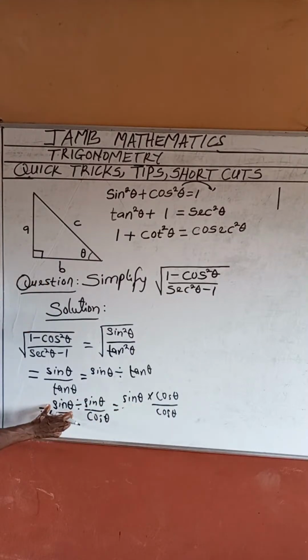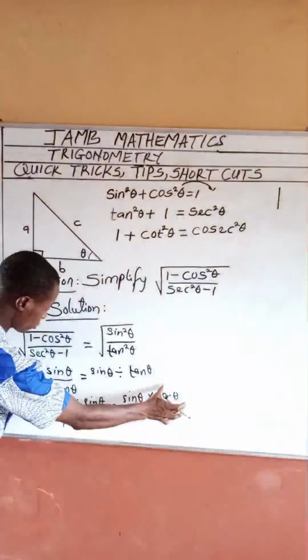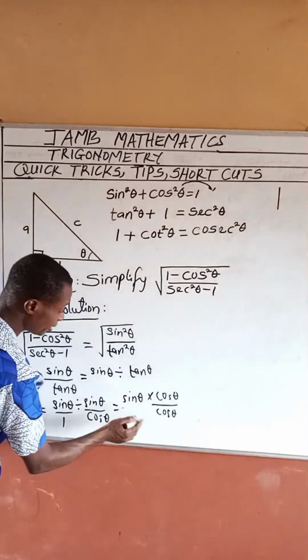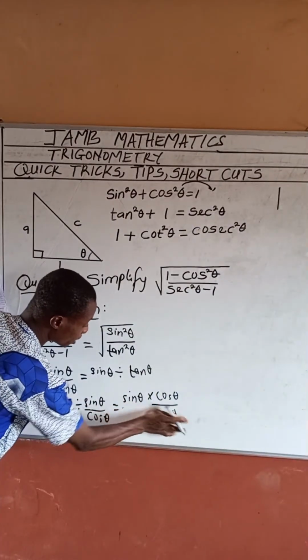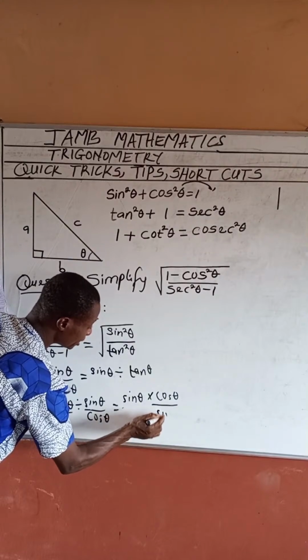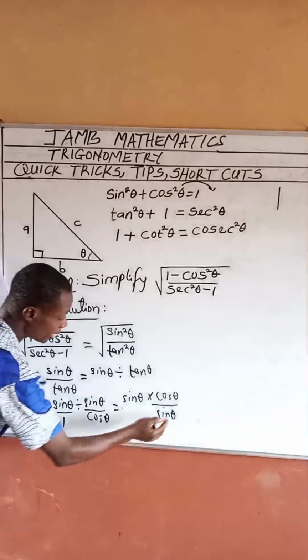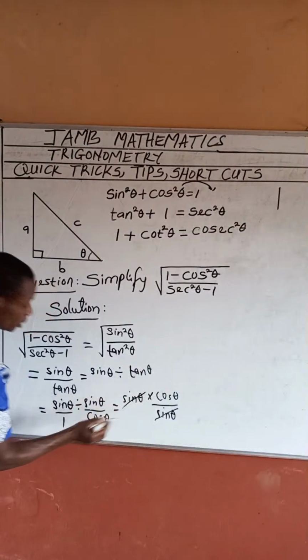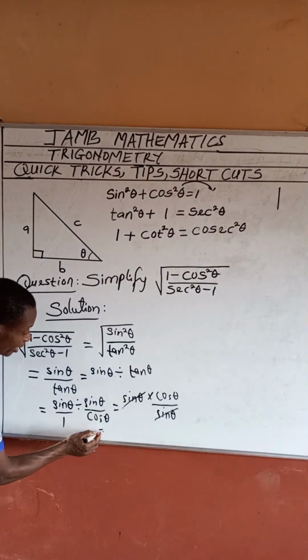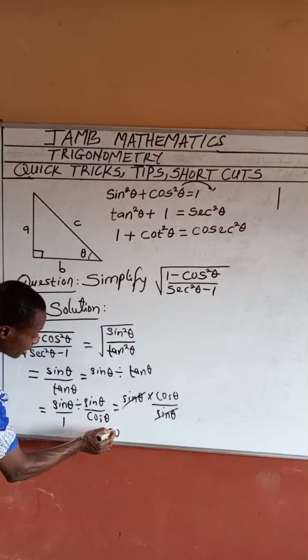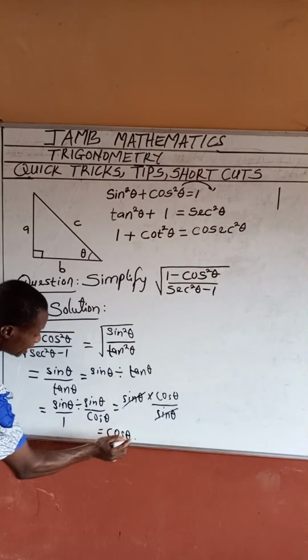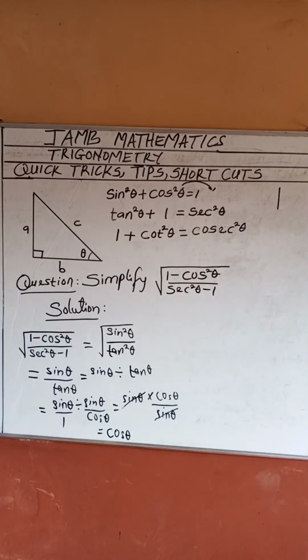So this is sin theta times cos theta divided by sin theta, divided by sine, not cosine. Because this has multiplied this, so we are now dividing by this. So what happens? This one will cancel this, right? So what will be our final answer? Our final answer is cosine theta. So that is the simplified form of this expression.